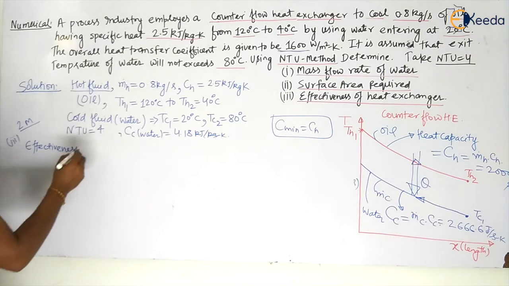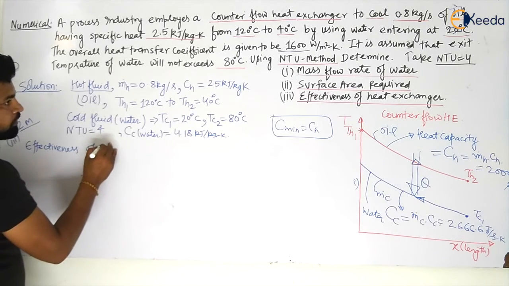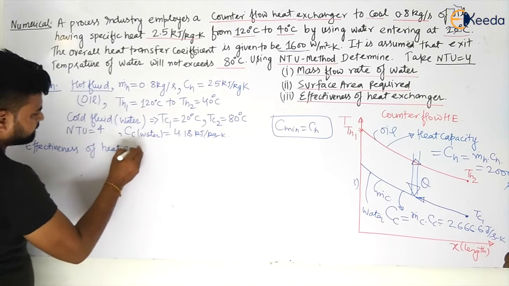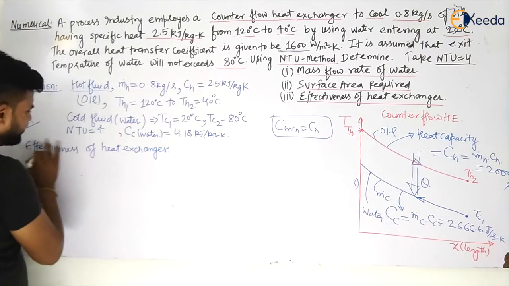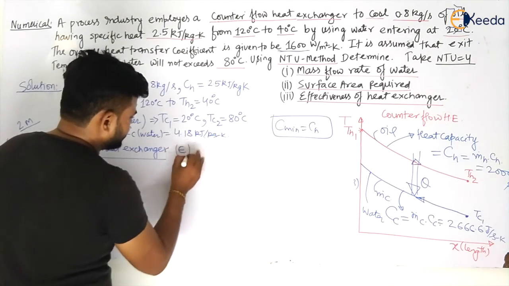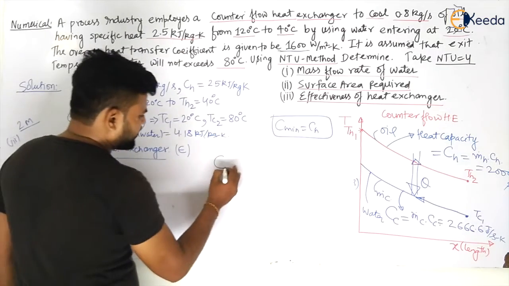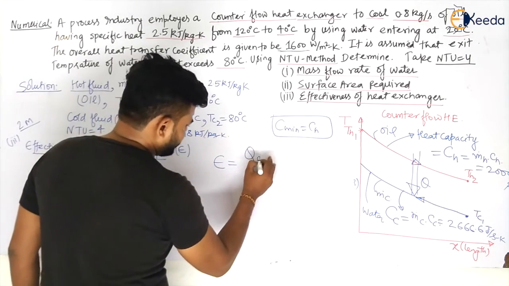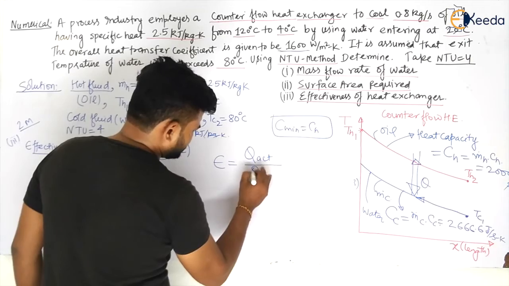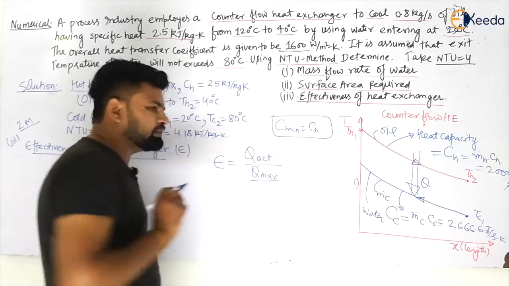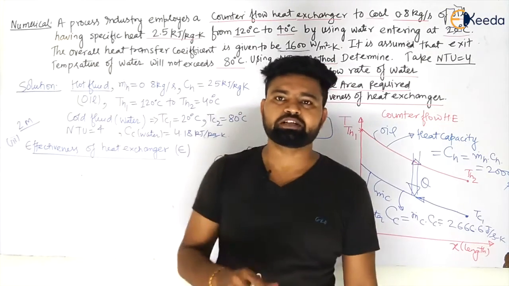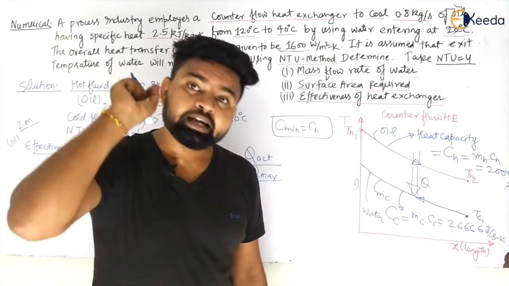So effectiveness of heat exchanger will be given by epsilon. So effectiveness is given by how much? That is Q actual divided by Q maximum, my dear students. We know that? Yes. And Q maximum will be maximum heat transfer, which will be for the fluid which is having minimum heat capacity.